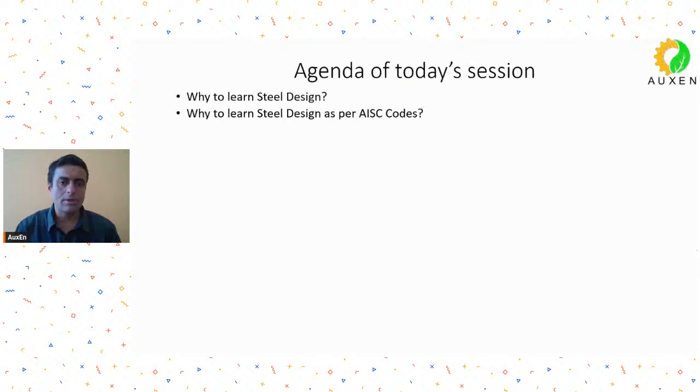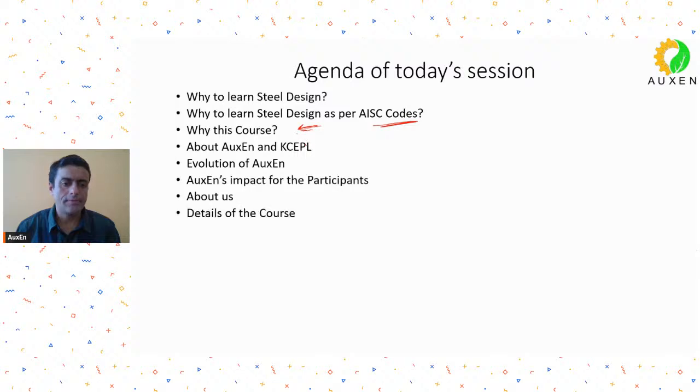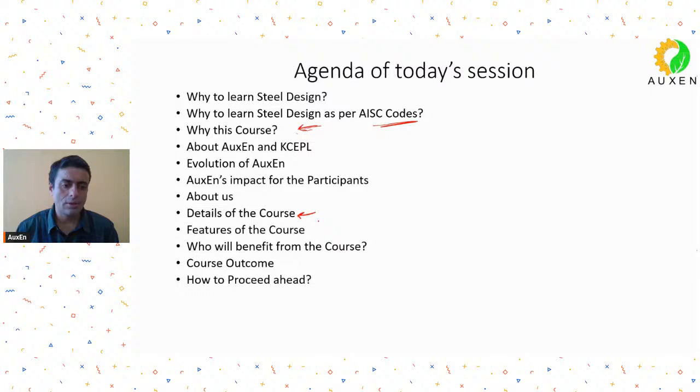So let's quickly run through the agenda. We'll start with why to learn steel design, then why did we think of starting a course based on AISC codes. I mean, why to learn steel design using AISC codes? What is the need for this course? A few things about us. Then we will go to the details of the course, what all things are going to be covered, the course contents, etc. And then we will take you through the intended course outcome. And in the end, we will have your queries.